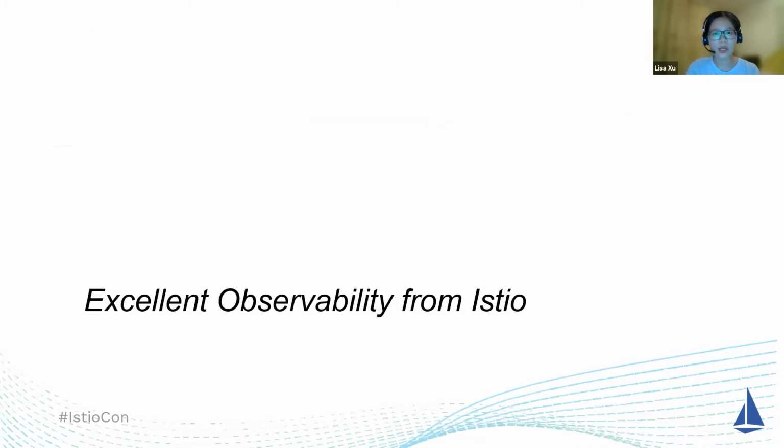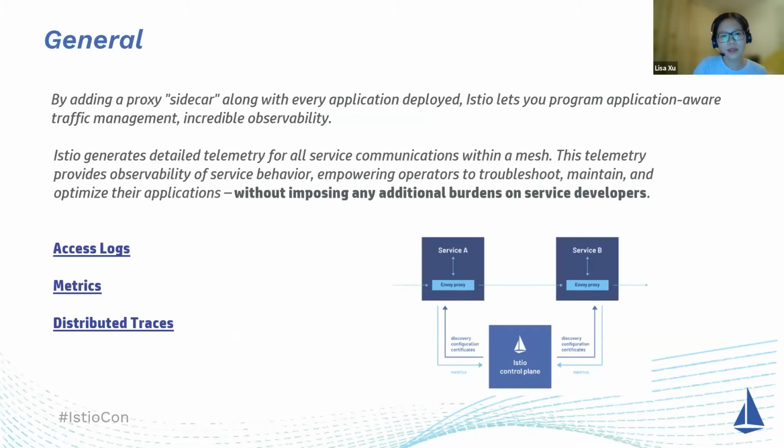So how Istio provides us a way is, as we all know, in Istio they add a proxy sidecar along with every application deployed. In this way, Istio makes all the applications aware of traffic management, security, and observability. Istio generates detailed telemetry for all service communication within a mesh.